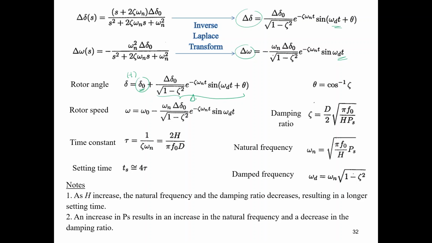The incremental change of the delta delta. This is the change of the delta omega. This is the change in rotor speed, right? And so the rotor speed at any time t can be divided into the initial rotor speed minus the term due to the change. This is the term due to the change of the rotor speed, okay.